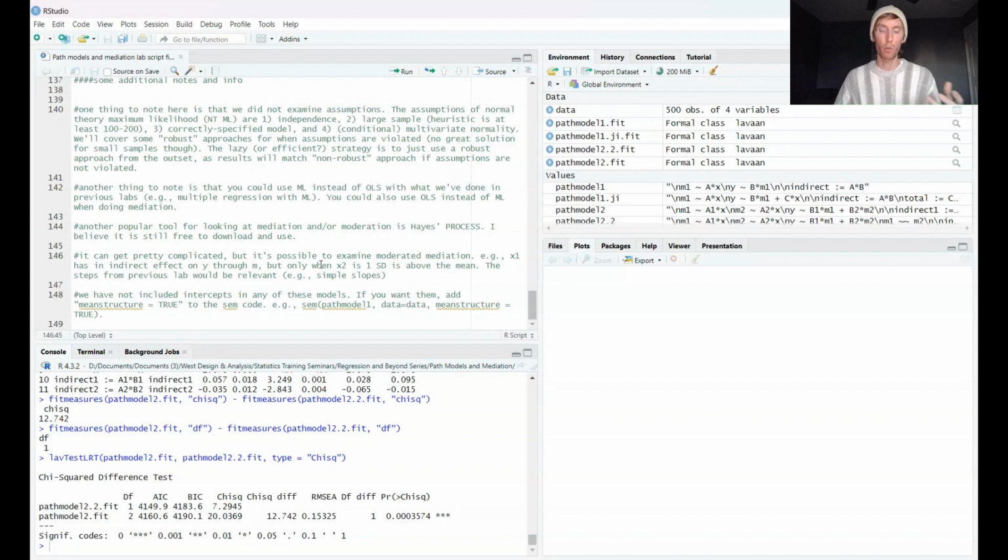Last couple notes, you can explore further things like moderated mediation. You can check that out, explore definitely more complicated models. This was a simple introduction. Last thing to note that I kind of didn't mention before, but want to mention, by default, no intercepts are included, so you actually have to ask for them. You say mean structure equals true. So you just add that specifically in the SEM one. I gave the example down here. So you can have the intercepts, but by default, they are not reported.